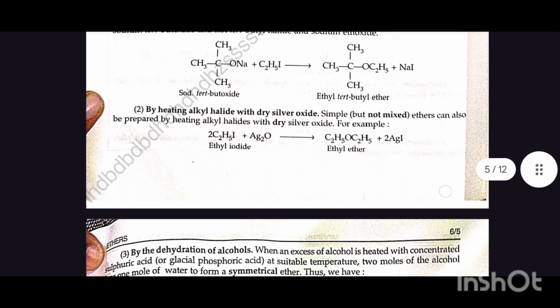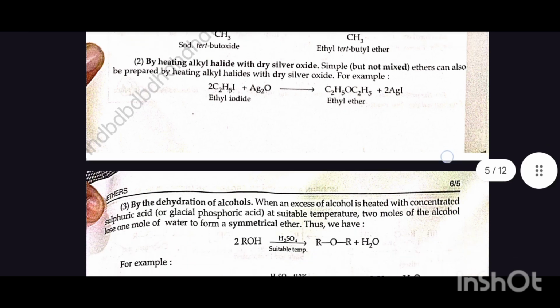Second, by heating alkyl halide with dry silver oxide. Simple but not mixed ethers can also be prepared by heating alkyl halide with dry silver oxide. For example, ethyl iodide reacts with Ag2O, gives diethyl ether plus 2 moles of AgI.